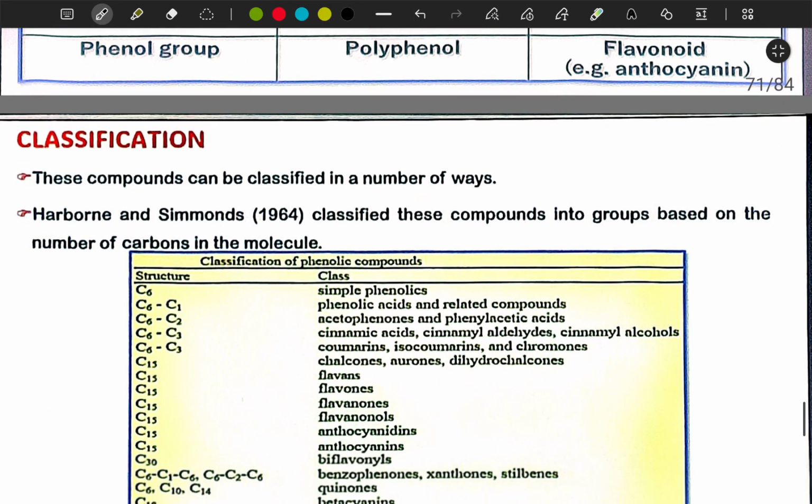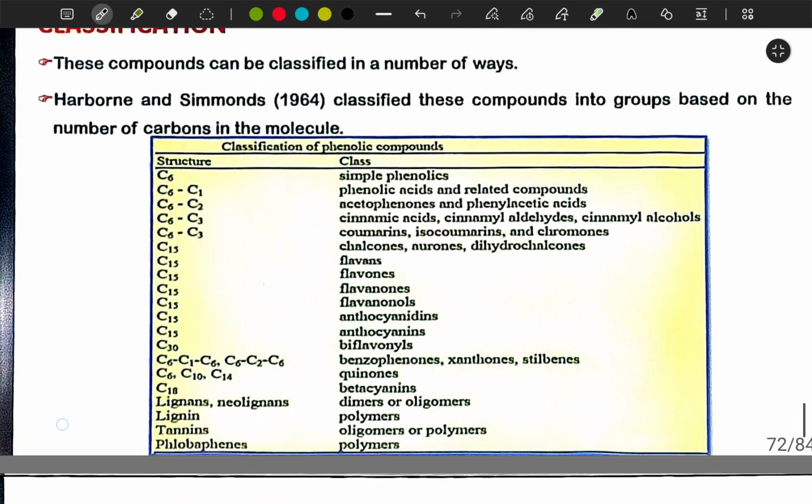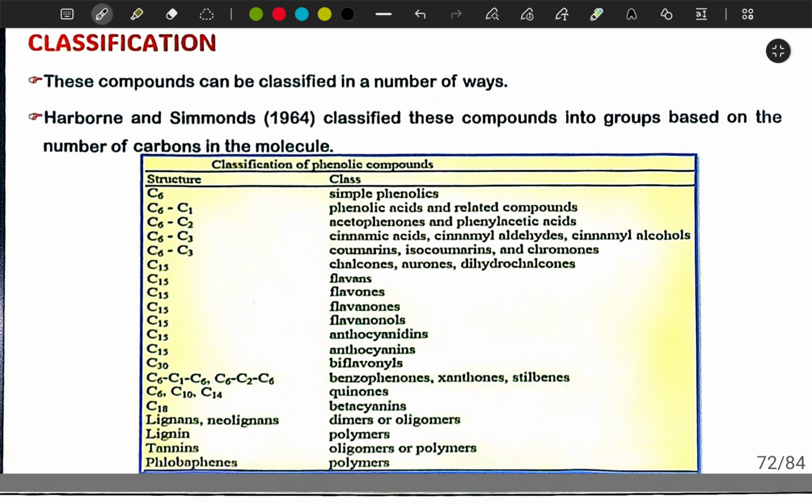Classification: these compounds can be classified in a number of ways. Harborne and Simmonds classified these compounds into groups based on the number of carbons in the molecule. C6 simple phenolics, C6C1 phenolic acids and related compounds, C6C2 acetophenones and phenylacetic acids, C6C3 cinnamic acid, cinnamaldehyde, cinnamyl alcohol, C15 flavones. C15 is C6, C3, C6, that is 15. All the flavonoids.